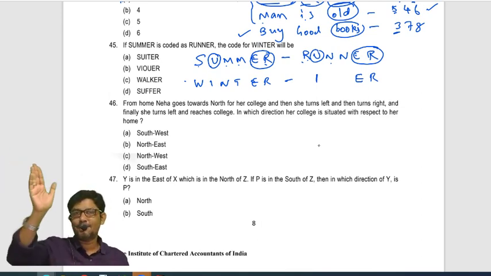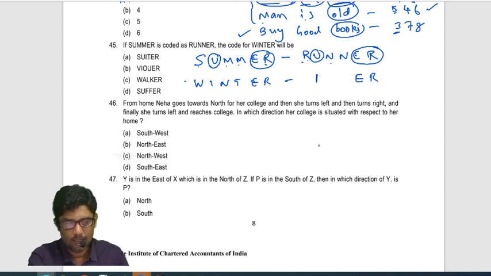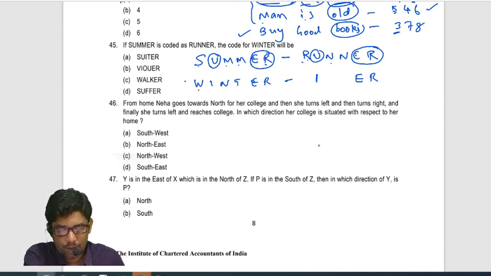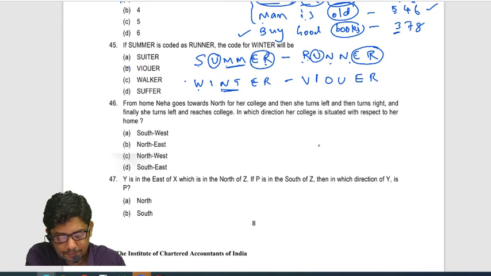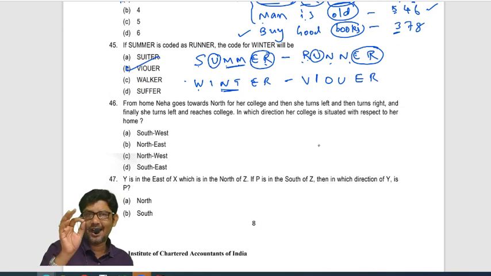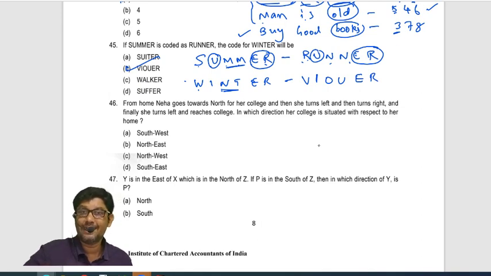Before the letter. S means R, before, RS. So W means what? UVW, so V will come. Now NT. M means what? Second 2 letters, next letter. Okay, NN. So NT. N means what will come? O. T. Can you please tell me, my dear? U. VIO. UER. Am I right? Option B.